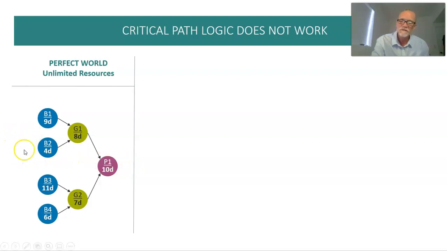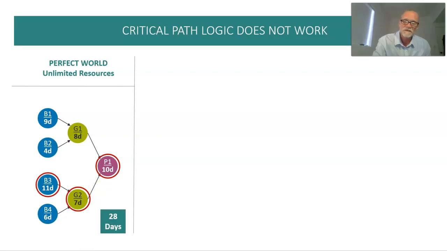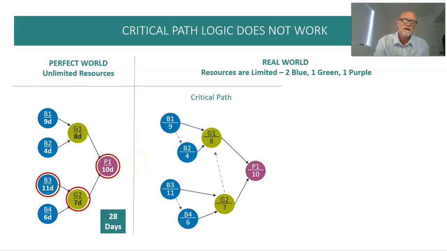So I have two different streams of work going on, and unlimited resource capacity. So I have 4 blue resources I can start right away, a couple green resources if I need them, and so on. So if I look at the critical path of activities to complete this work, it's going to be 11, 7, 10, the longest path of activities, and it's going to take me 28 days. Right? Simple. But I don't live in that world of unlimited resources, so I do have limited resource.